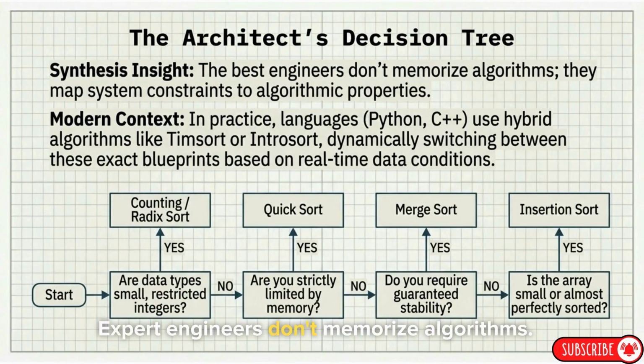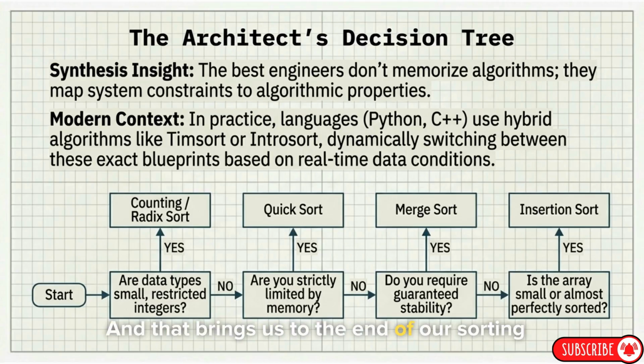Expert engineers don't memorize algorithms. They map constraints to solutions. Modern programming languages use hybrid sorting systems like timsort and introsort, dynamically adapting based on data patterns in real time. Understanding these foundational blueprints is what transforms a programmer into a systems architect.